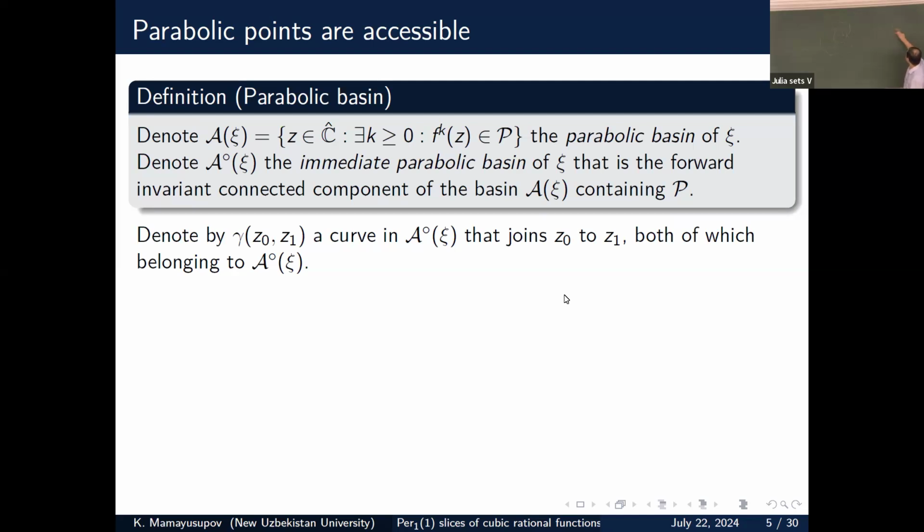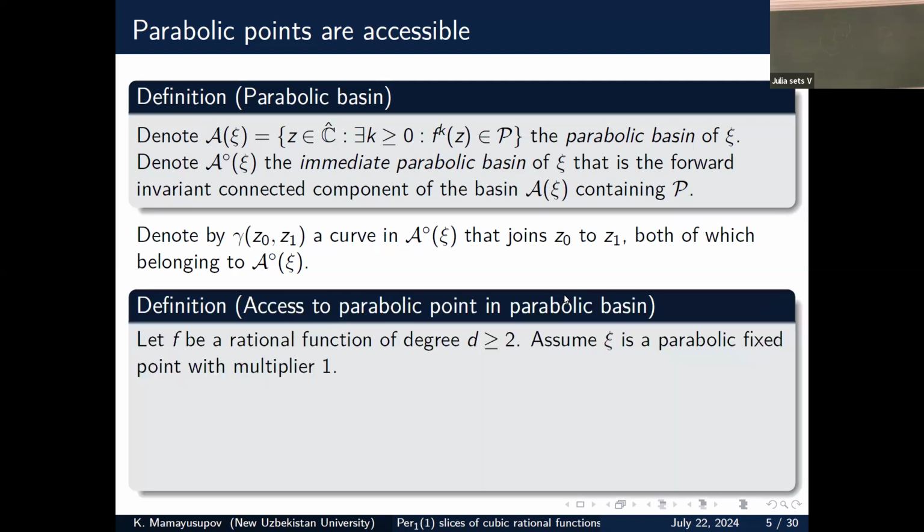I think it should be from inside, yeah. And here you can have many ways to go to the parabolic fixed point. So let's take, you fix some point in the immediate basin. You can also fix like two points, and then you take some curve joining them. So there's notation for the curve gamma from z1 to z0, z0 to z1. It's any curve. They are in the immediate basin.